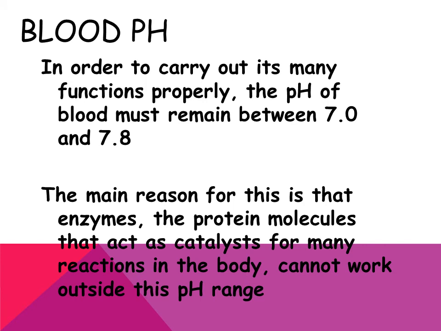Blood pH, so the blood we have in our veins, in order to carry out its many functions properly, the pH of blood must be between 7 and 7.8. The main reason for this is enzymes. The protein molecules that act as catalysts for many of the reactions in our body cannot work outside this pH range.